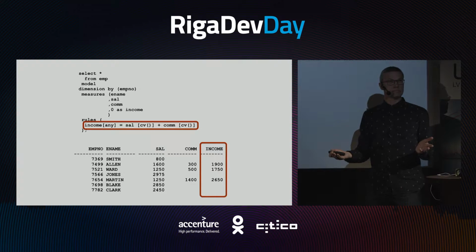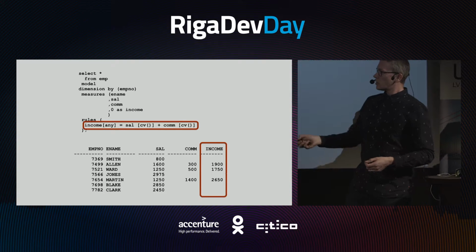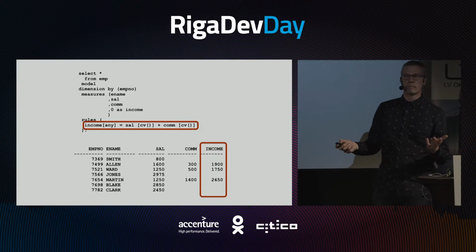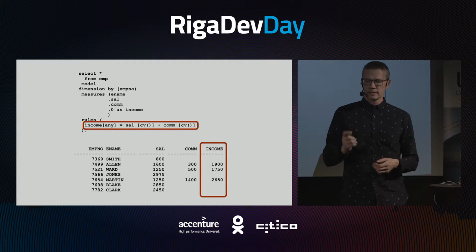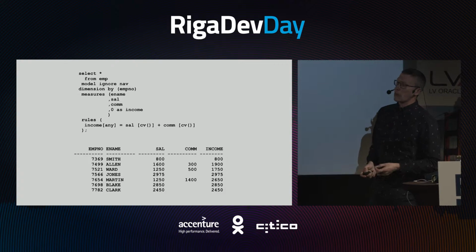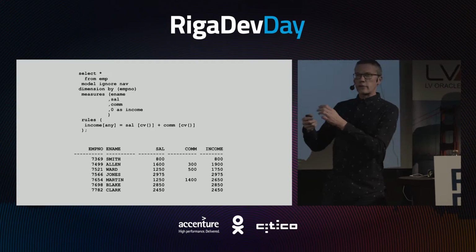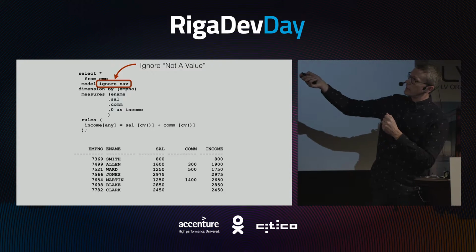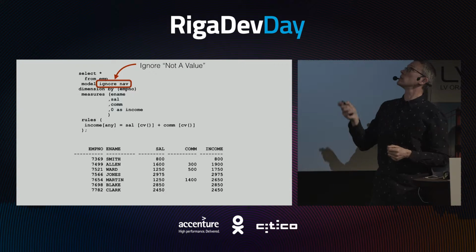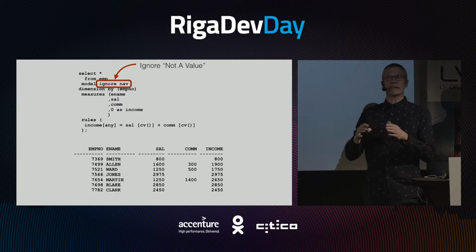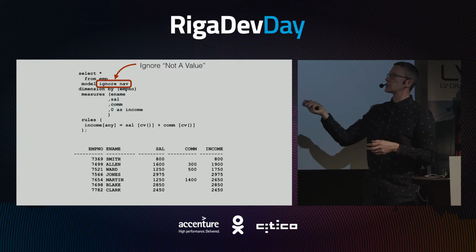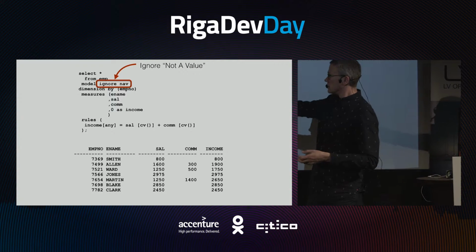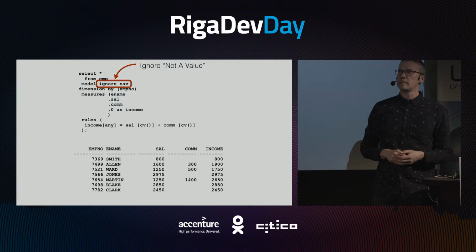Yeah, make sense? Good. So why doesn't Smith have an income? Because commission is null. Okay, so it's null. Of course, you can solve this one with an NVL or a coalesce. You can also put it in a model clause. Add to that ignore NAV, ignore not a value. So in that case, it will ignore all nulls in the expression, in all the rules that you're going to define. In that case, it will give you a full income column.